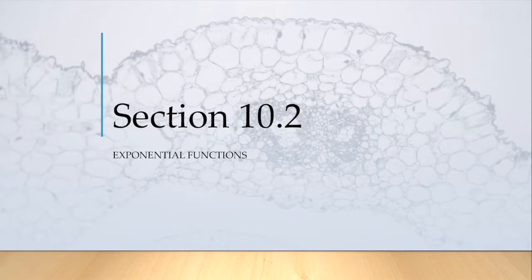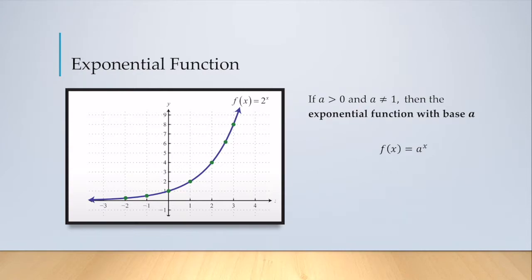Section 10.1 is about exponential functions. So this is an example of an exponential function. If a is greater than 0 and a doesn't equal 1, then the exponential function with base a is denoted f of x equals a to the x. So first off, let's check a couple things.